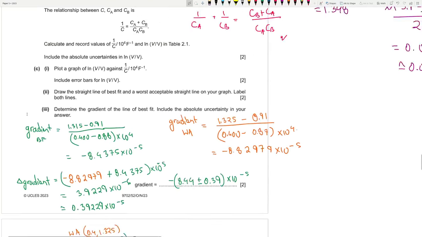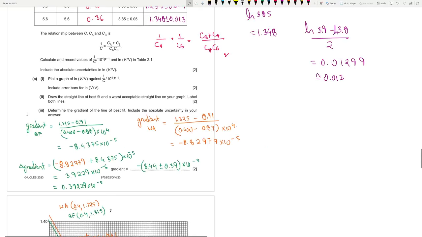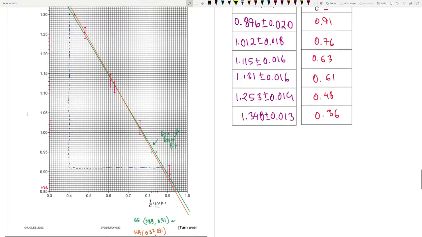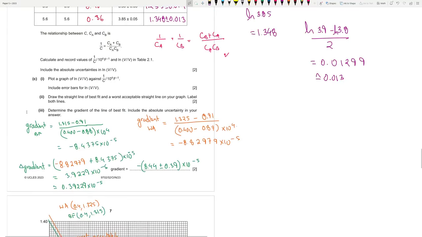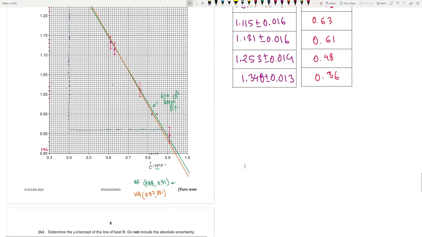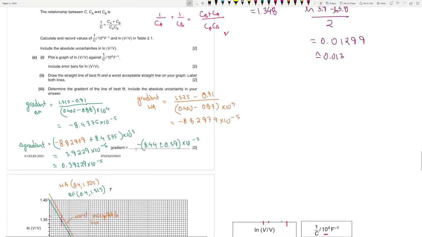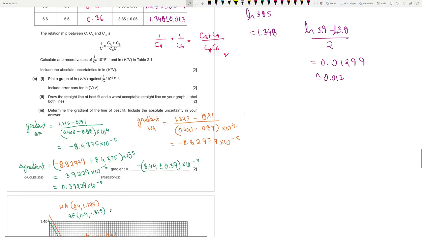Now I just input this in the formula for gradient. So 1.315 minus 0.91 divided by 0.4 minus 0.88 times 10 to the power 4, of course, since there's a power here, and I get the gradient for the best fit line. You repeat it for the worst acceptable line, and to find out the uncertainty, it's just basic subtraction of the magnitudes.